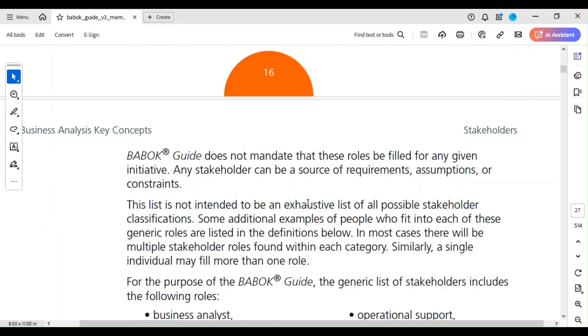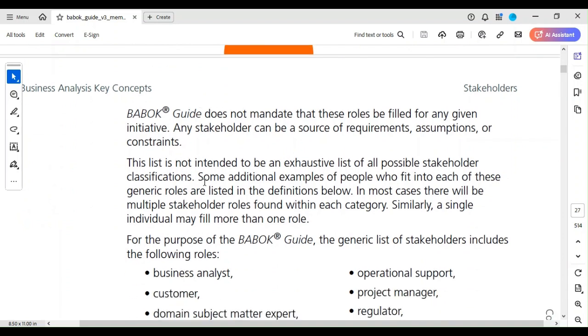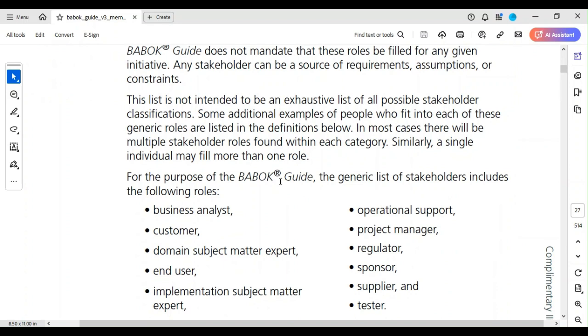Any stakeholder can be a source of requirements, assumptions, or constraints. You would even see it at each knowledge area. They will tell you the stakeholder you need. So this list is not intended to be an exhaustive list of all the possible stakeholder classifications. Some additional examples of people who fit into each of these generic roles are listed in the definition below. In most cases, there will be multiple stakeholder roles found within each category. Similarly, a single individual may fill more than one role.